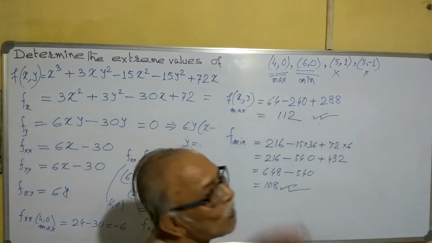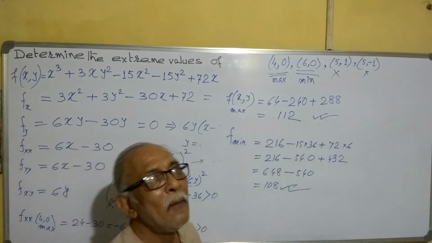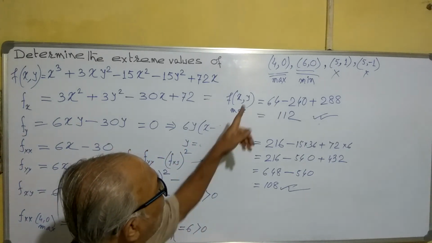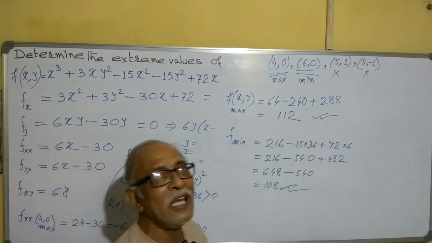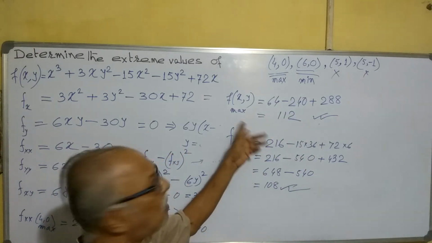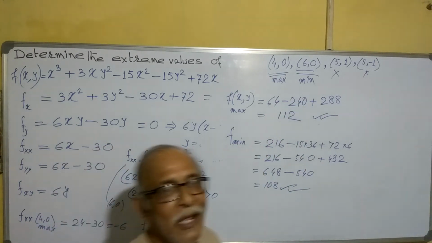Okay, in this way you can calculate. First calculate the points for which there are maxima and minima, and then if required you can calculate the maximum value and minimum value.